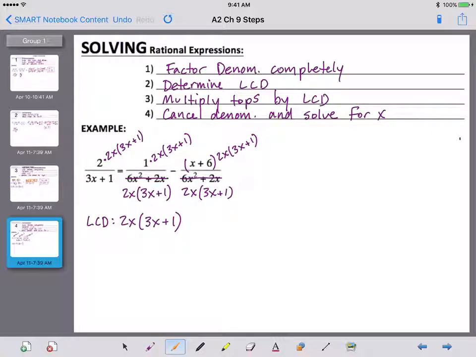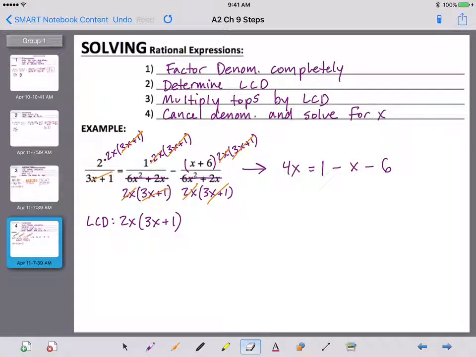So we can cancel out quite a bit here. In the first fraction, 3x plus 1 cancels out 3x plus 1. 2x and 3x plus 1 cancel in the second two fractions. And then all we have left is 2 times 2x for that first fraction gives us 4x. And then that's going to equal 1, is all we have for that second fraction, minus x minus 6.